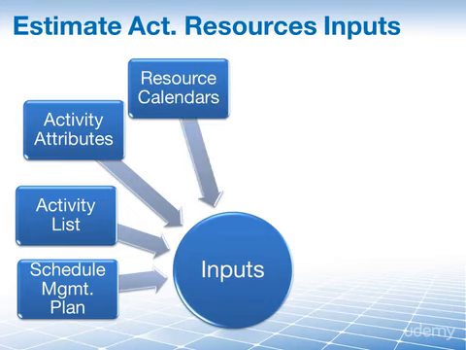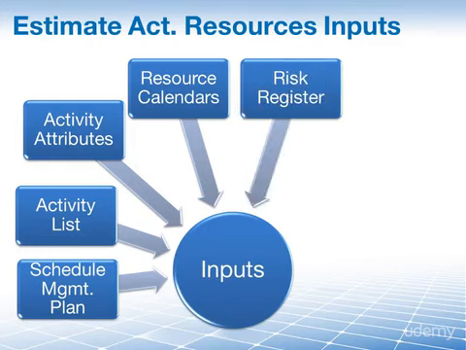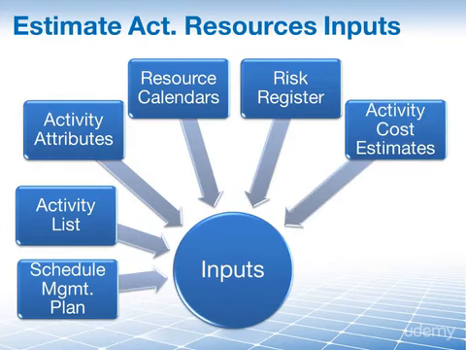Then we have resource calendars. These can be consulted to identify what resources, such as human resources or equipment, are available at a given time. The risk register will provide a list of risk events that may impact resources required, selected, or available. Activity cost estimates can influence whether or not resources are used, and if so, what type of resources are used based on their cost.